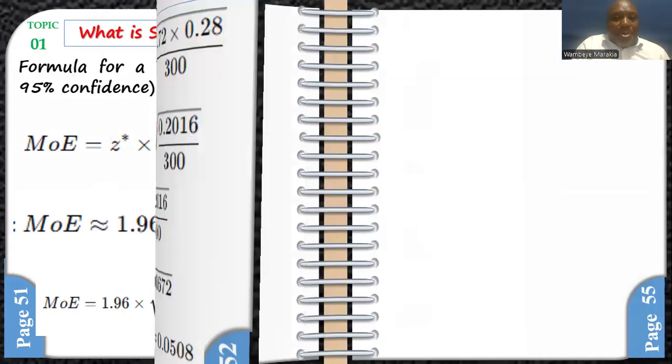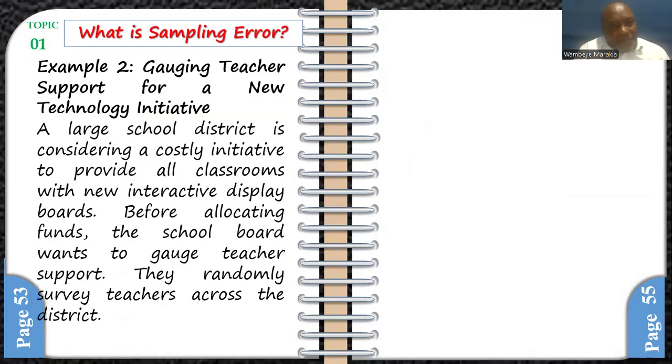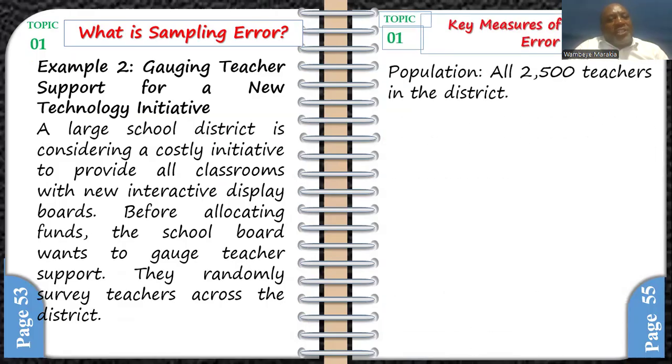Let me give an example that can help us. In this example, we are looking at teacher support for a new technology initiative. A large school district is considering a costly initiative to provide all classrooms with interactive display boards. Before allocating the funds, the school board wants to gauge teacher support. They randomly survey across the district. The population of teachers in the district is 2,500.